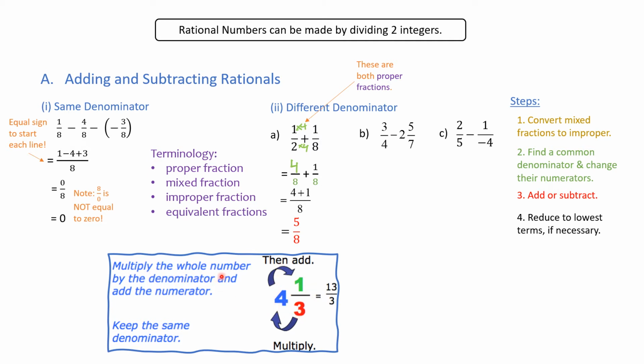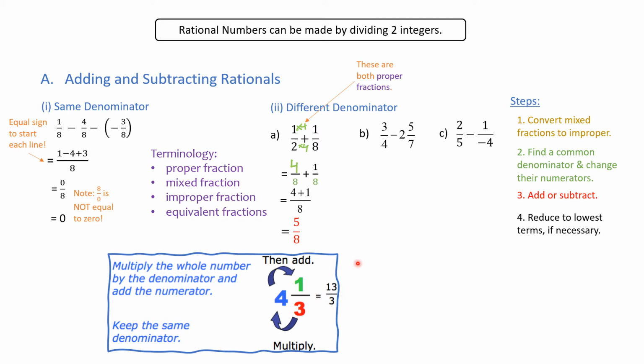We multiply the whole number, that's the 4, by the denominator, that's 3. So that's this first arrow here. So I'm going to do multiply 4 times 3. So in my head, I know 4 times 3 is 12. Then I add the numerator. So that brings it to a 13. Keep the same denominator, that's important. So this was a denominator of 3. This is now a denominator of 3.